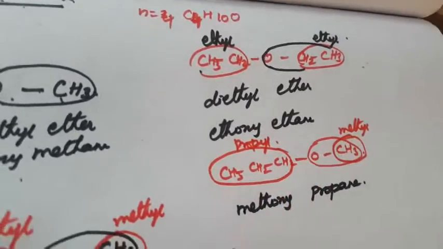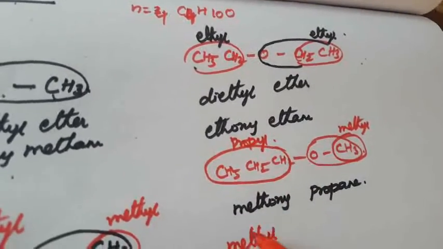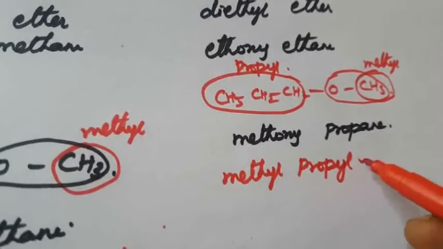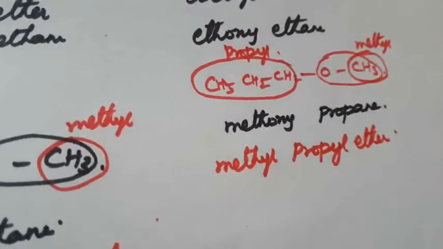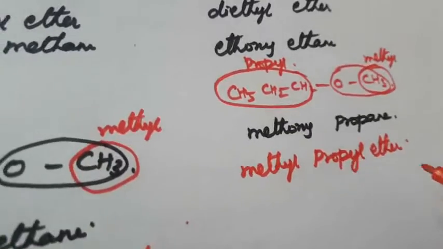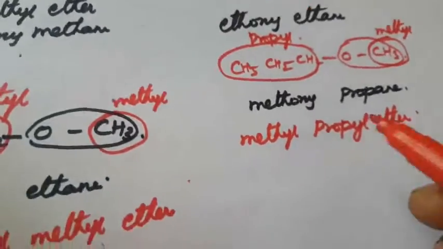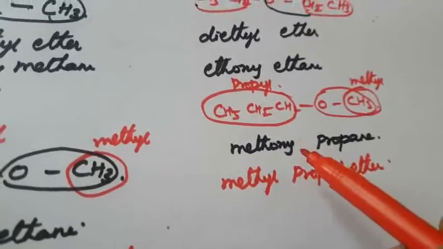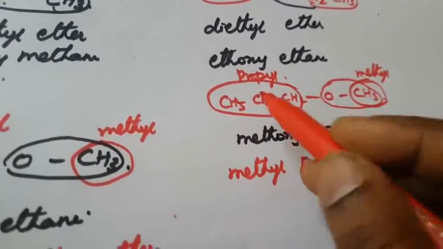So how to write? Methyl propyl ether. Okay, so this is another one. Next one, this is methoxypropane, methyl propyl ether. So another one is, we can write this structure.